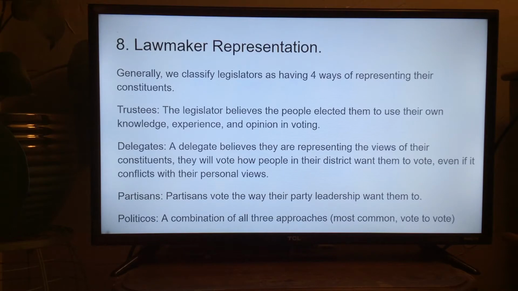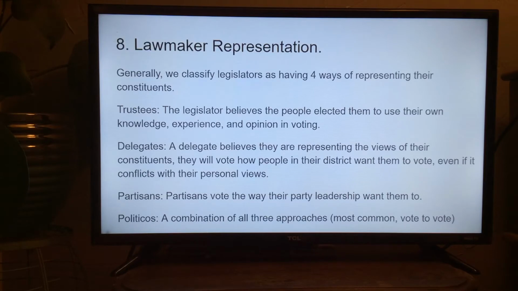And a little different way to think about that is to think about voting as a delegate. A delegate believes they are representing the views of their constituents more directly. And so regardless of whether they might like or dislike a particular piece of legislation, they will vote how they think people in their district want them to vote. If I think the folks back home want me to vote yes, then I'm going to vote yes. And if I think the folks back home want me to vote no, I'm going to vote no, even if that conflicts with my personal views.